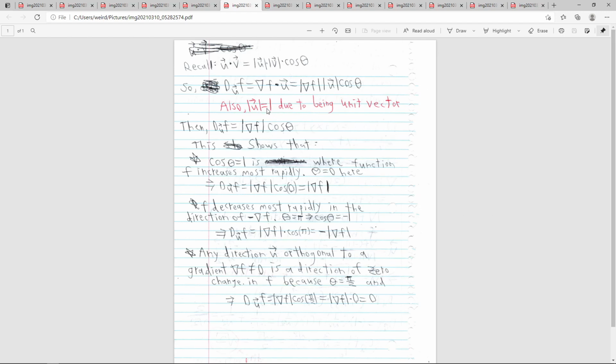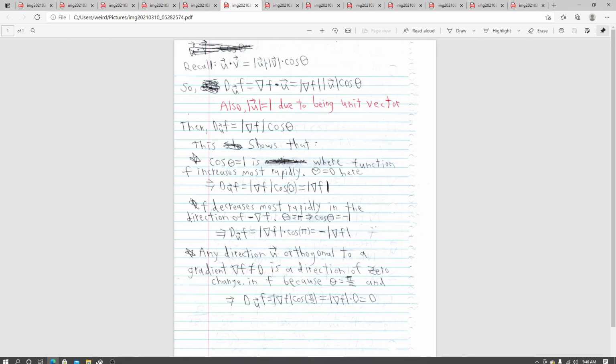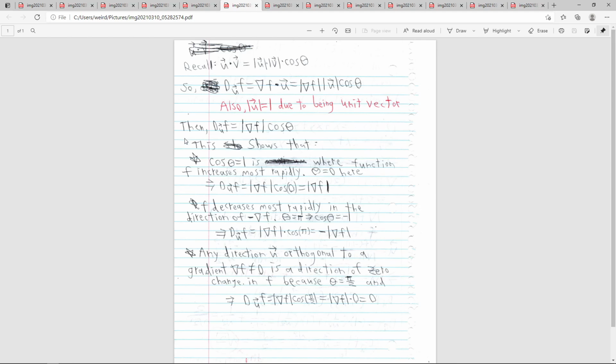So you use the fact that a unit vector has a length of 1 always. Sort of the definition of it, but it can also be checked many times you do it. But anyway, then Duf equals gradient f times cosine zeta. This shows that cosine zeta equals 1 is where function f increases most rapidly. Zeta equals 0 here.